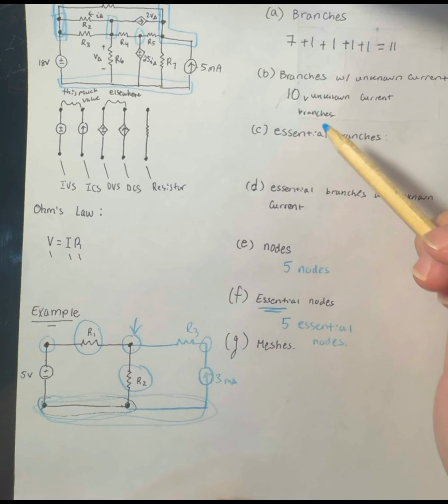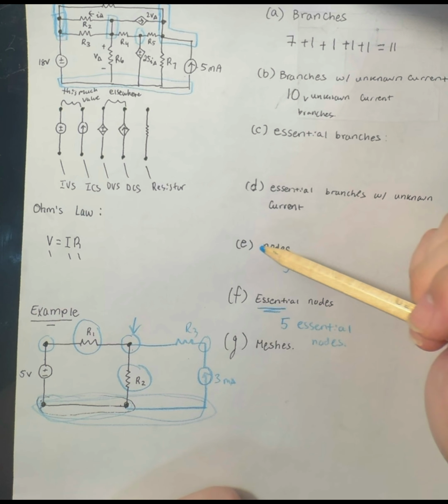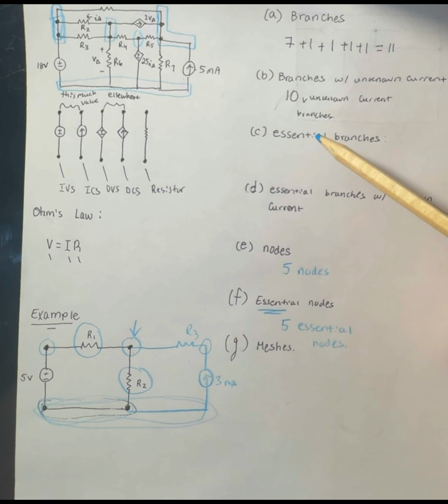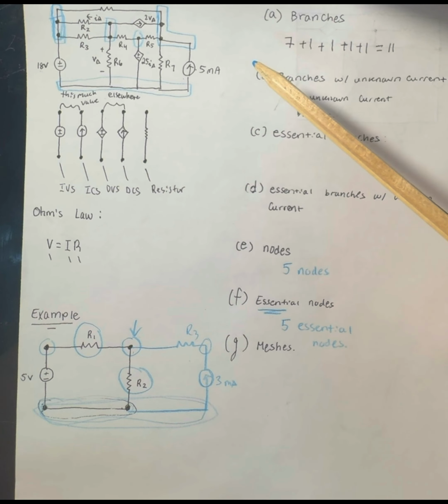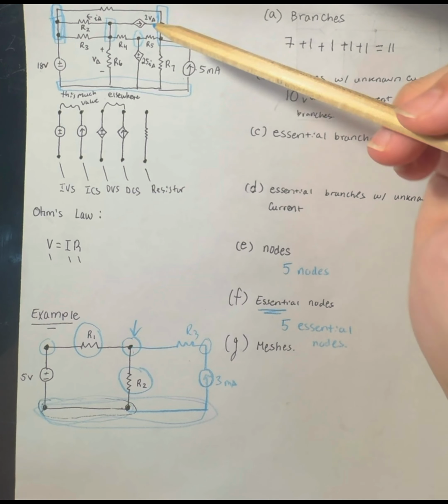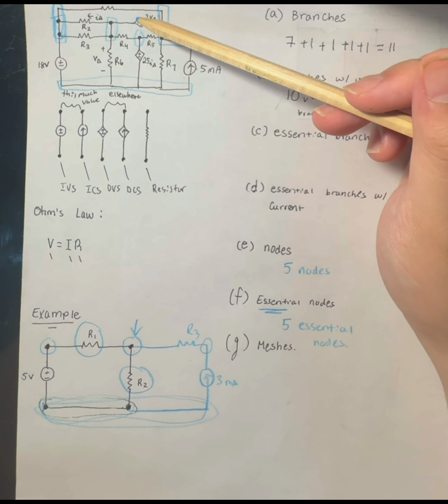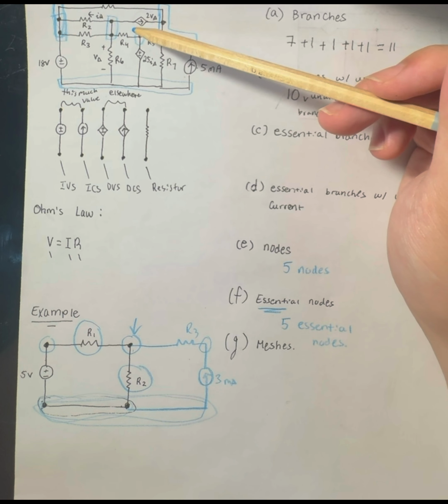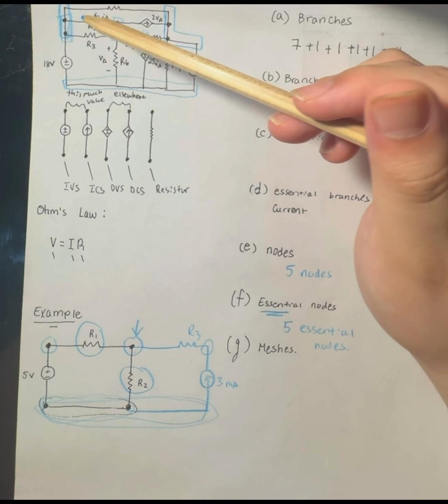So why did I want to define what a node is before talking about essential branches? The reason is that essential branches are basically circuit elements in between essential nodes. We see that there's a total of 11 branches that are separated by 2 essential nodes.